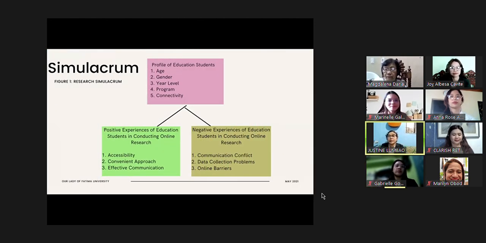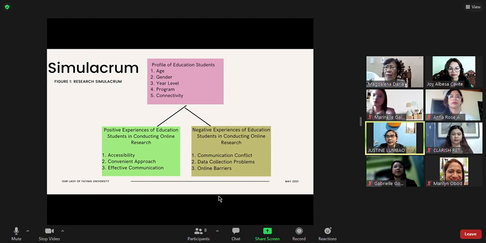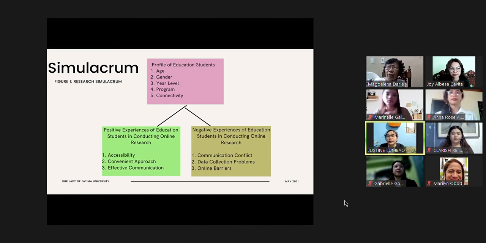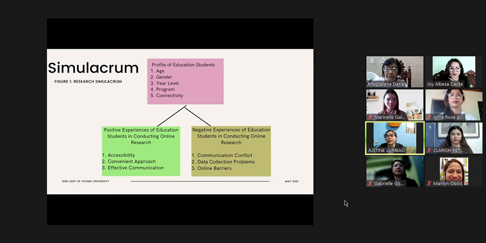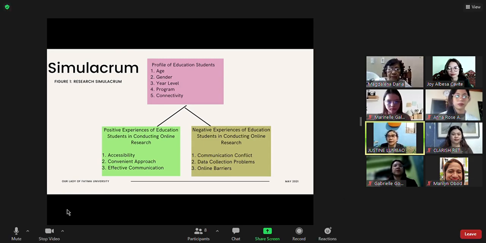In the simulacrum, you consider proper respondents or researchers. They are grouped according to age, gender, skill level, and connectivity. The respondents answer the questionnaire with two categories: positive experiences and negative experiences. Under the positive experiences, we have accessibility, convenient approach, and effective communication. Under the negative experiences, we have communication conflict, data collection problems, and online barriers.